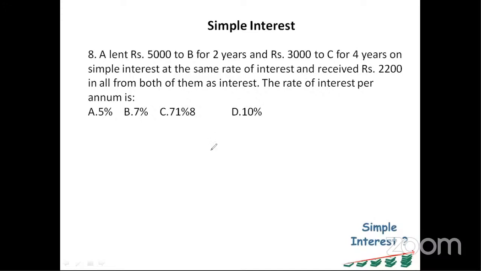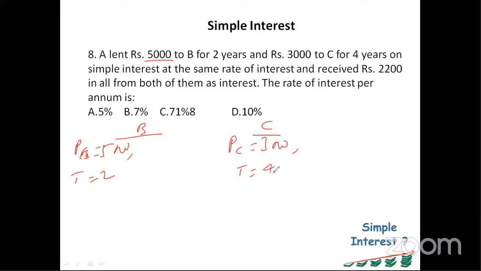Basically, he lent, for example, to B. This is for B. Then this is for C. So B, how much he lent? 5,000 rupees. So here we can say principal to B is how much? 5,000 rupees. Then 2 years. So time is 2. Same thing for C. Principal to C, 3,000 rupees. Time is 4 years. Okay. Now total simple interest he has got. Total simple interest he receives 2,200 rupees.